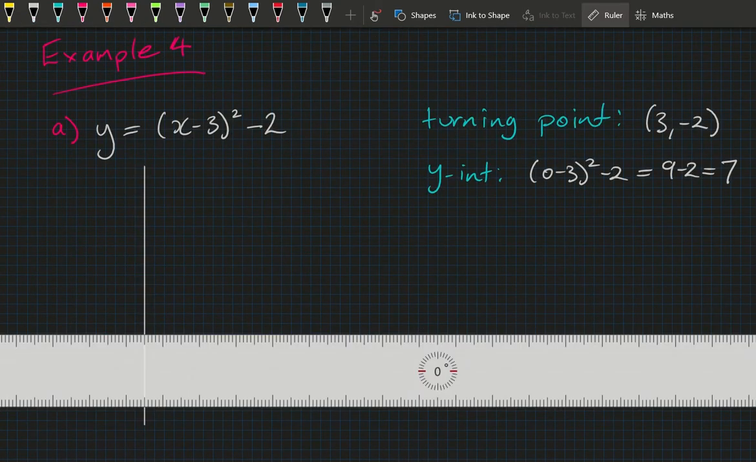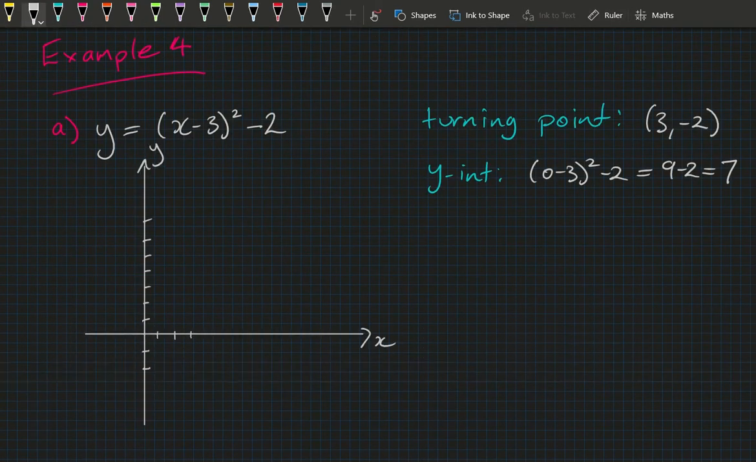Okay, let's draw the axes for this parabola. So I'm going to mark in the points for the turning point. We have an x value of 3 and a y value of 2, well, minus 2. So here is that point, and our y-intercept was 7. So I can draw one half of the parabola now, and by symmetry we can do the other half.